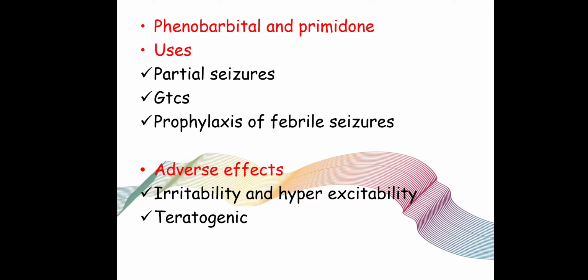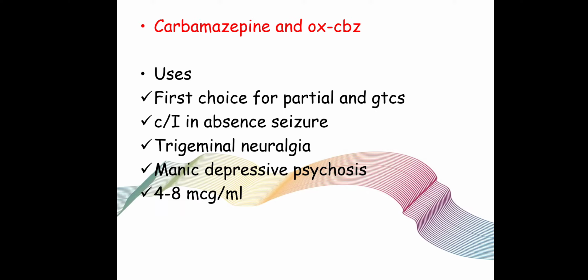Febrile seizures we have discussed earlier, that is in children usually less than 5 years of age, where there is a seizure associated with fever, right? So it is used for the prophylaxis of febrile seizures. Okay, adverse effects: phenobarbital and primidone do not show the very broad range of typical side effects like phenytoin, but can cause irritability and hyperexcitability, and this drug is also teratogenic, so it is avoided during pregnancy.